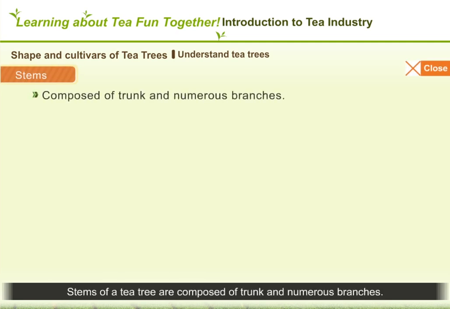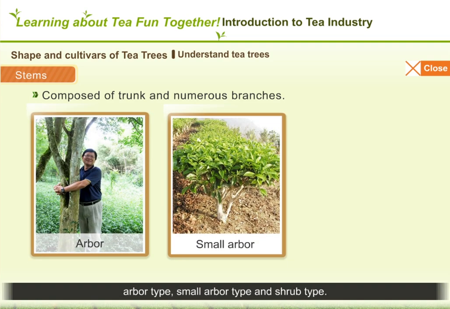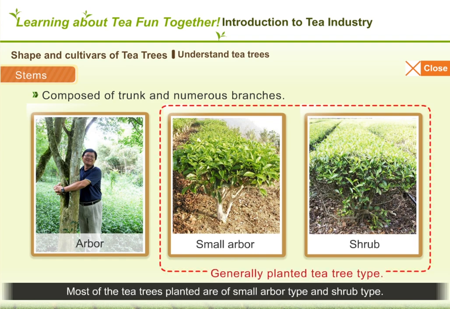Stems. Stems of a tea tree are composed of a trunk and numerous branches. According to different branching habits of the plant, tea trees can be roughly divided into 3 types: arbor type, small arbor type, and shrub type. Most of the tea trees planted are of small arbor type and shrub type.